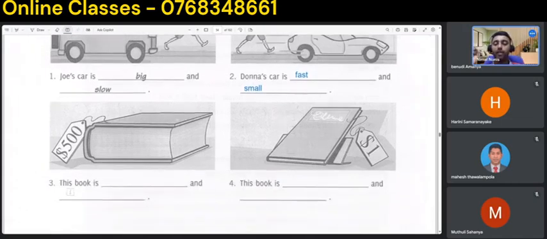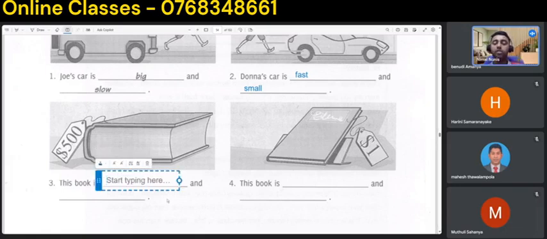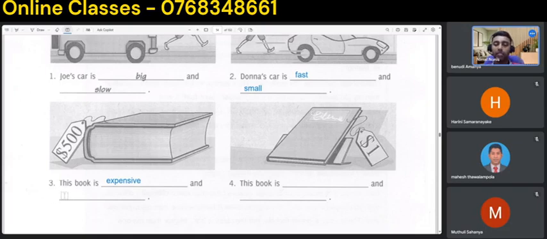Next one. This book is $500. So then we can use the word expensive. This book is expensive and it's a big book, so we can say heavy. This book is expensive and heavy. We are not using the comparative form because we are not comparing two books. We are just talking about this book, so we simply use the adjective. This book is expensive and heavy.